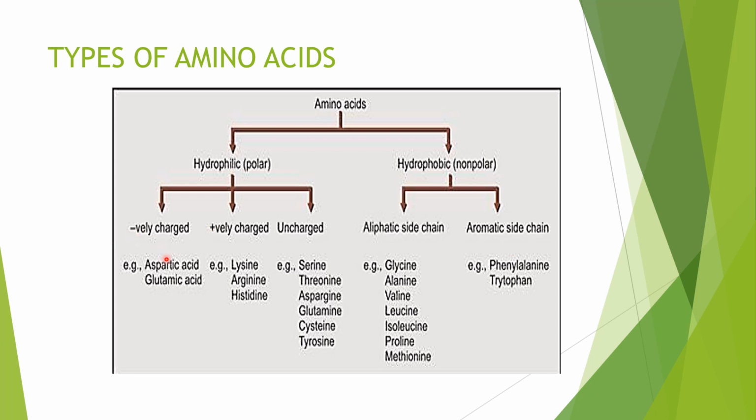Examples of negatively charged amino acids are aspartic acid and glutamic acid, while positively charged amino acids are lysine, arginine and histidine. Serine, threonine, asparagine, glutamine, cysteine and tyrosine are uncharged amino acids. Glycine, alanine, valine, leucine, isoleucine, proline and methionine are aliphatic side chain containing amino acids, while phenylalanine and tryptophan are the examples for aromatic amino acids.